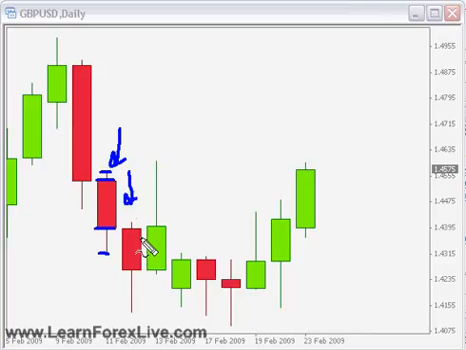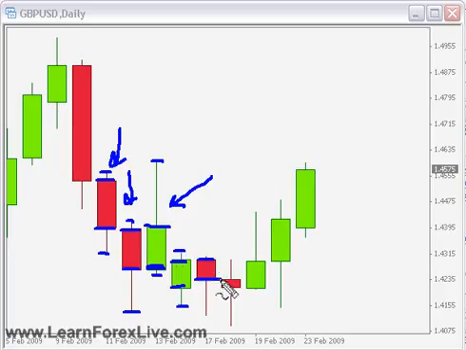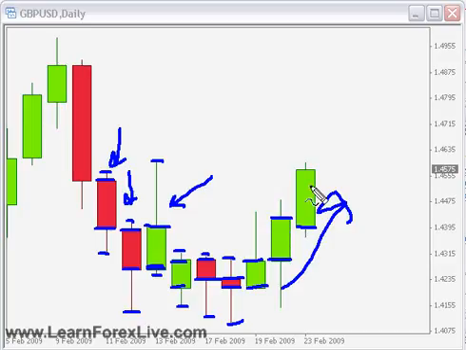Next candle, this one here: open, close, high, low. Next one up, since it's a green one, this is the open, the lower end of the body. This is the close, this is the low for the day, this is the high. Open, close, high, low, and so on. From there, price has been moving up. So these have been the opening prices, and these have been the closing prices.